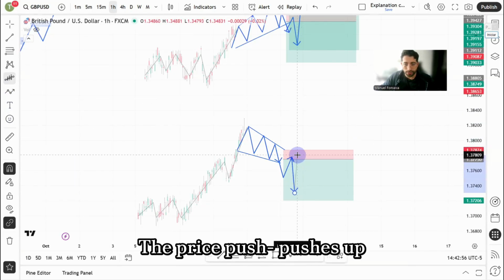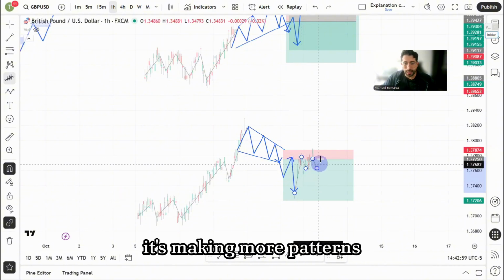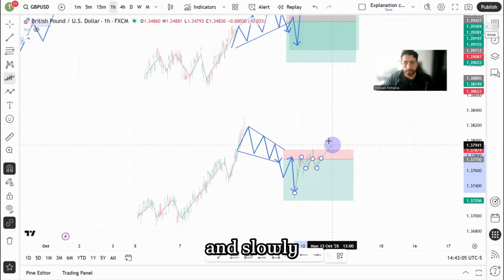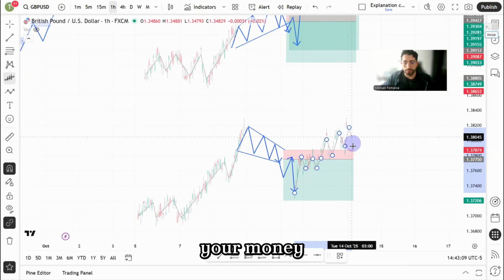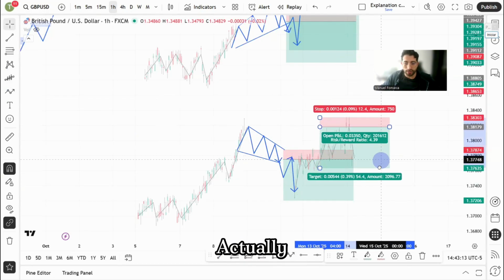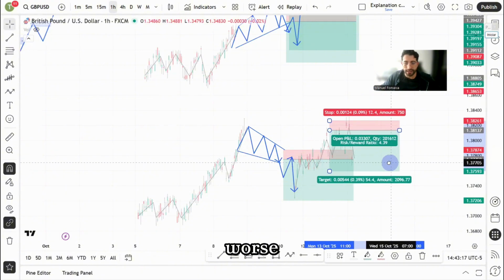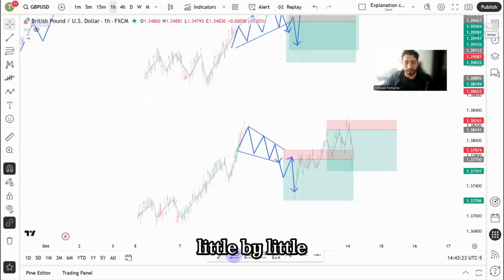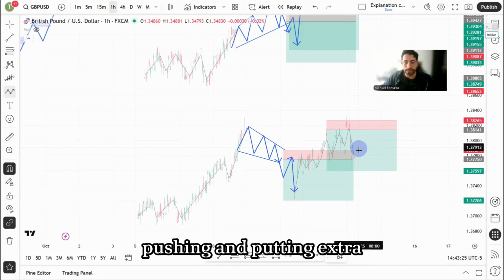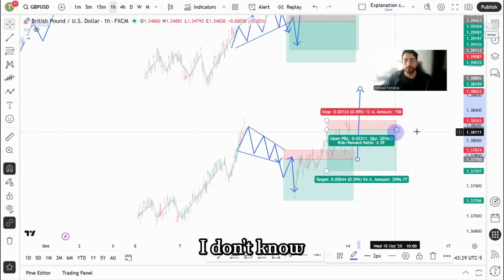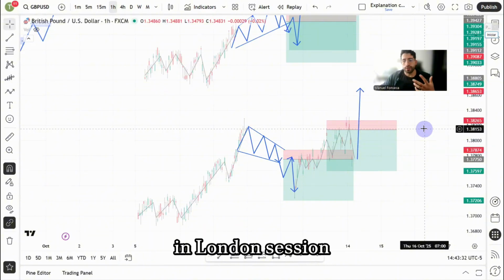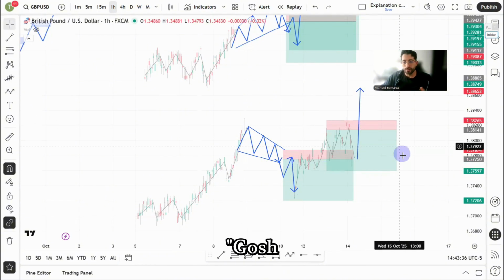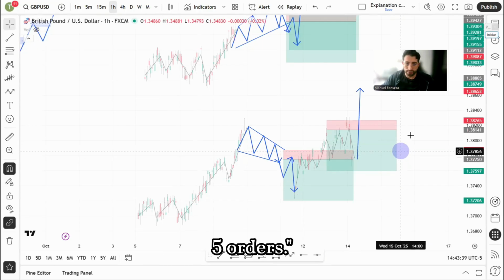Or this is even more painful. The price pushes up. Here it is making more patterns that confirm that it will go down, and slowly the price takes your money, right? For me it's actually worse. The worst way the price works, because it takes our money little by little, because we just keep pushing and putting extra and extra orders, and then boom, in the New York session or in the London session, probably when you're sleeping, you wake up and you see, gosh, I have lost another 3, 4, 5 orders, right?